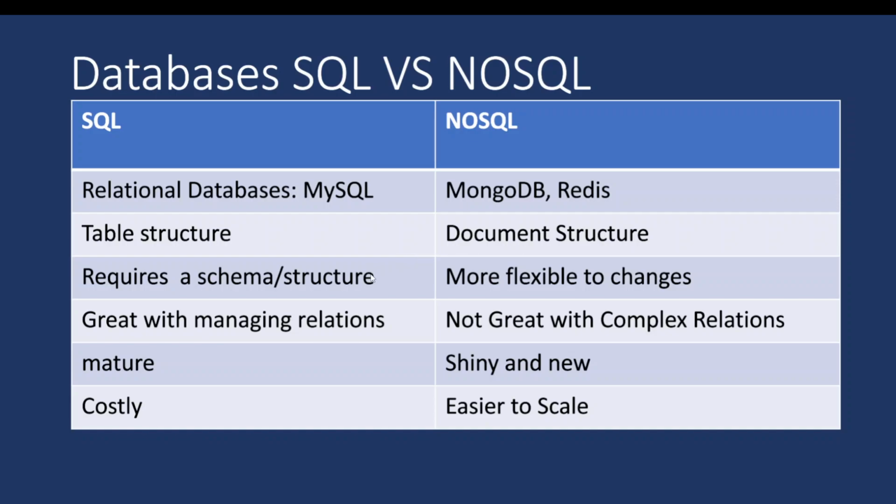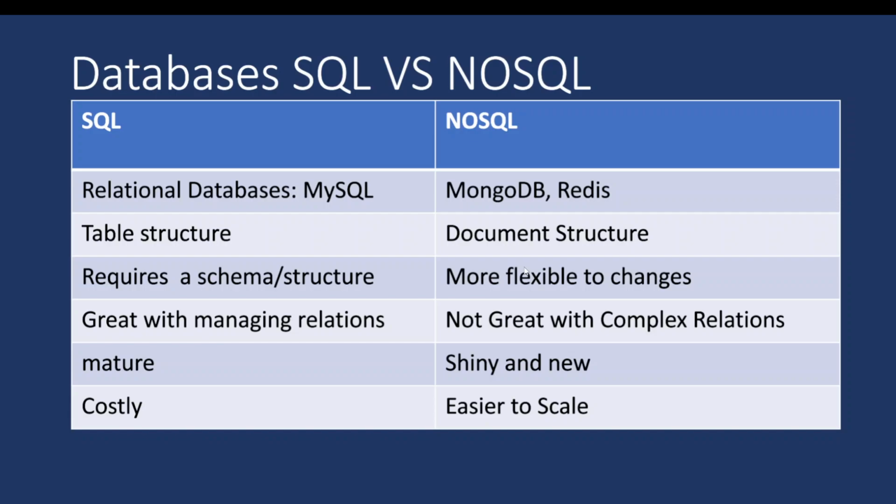SQL servers or databases require a predefined schema or structure. We should know all the columns that we need to store our data. Whereas in the case of NoSQL, it's more flexible to changes. There's no such requirement that you have to store data in the form of tables or anything else.